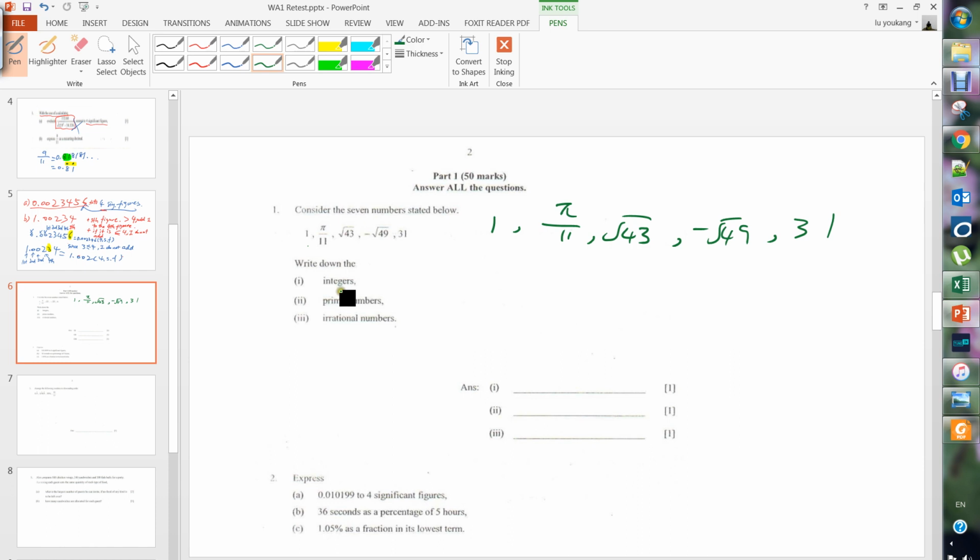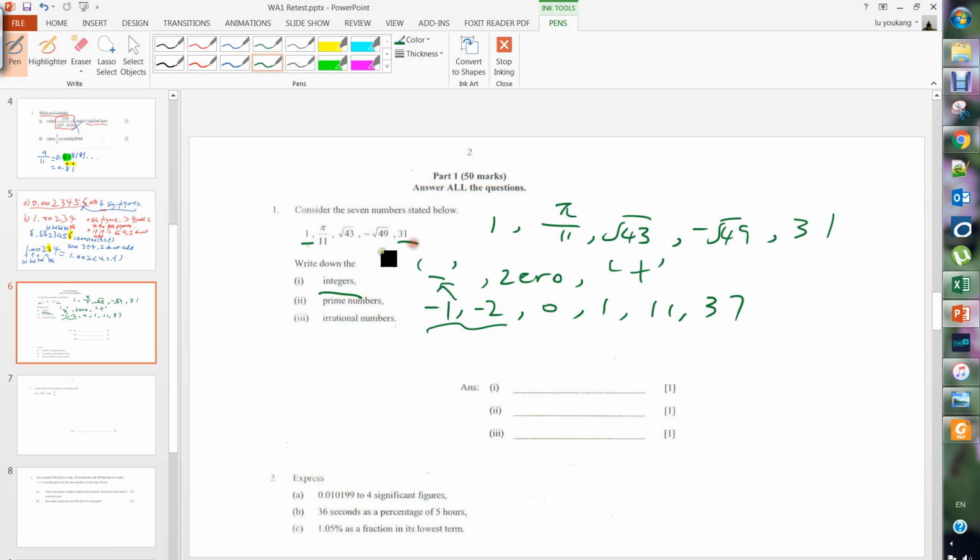For integers, what is the definition of an integer? You have the negative integers, and then you have 0, and then you also have the positive integers. Some examples are -1, -2, so these are negative integers. And of course you have 0, and for positive you have 1, 11, 37. So to find integers, clearly here 1 and 31 are integers, right? Am I right?